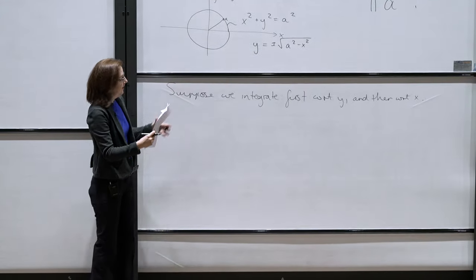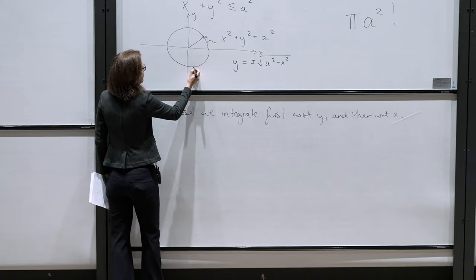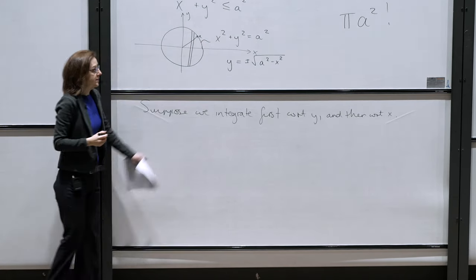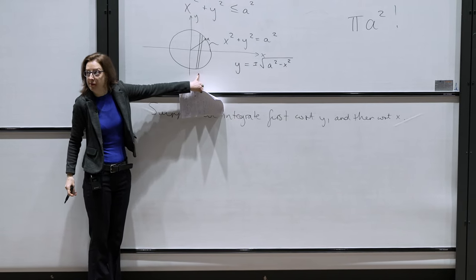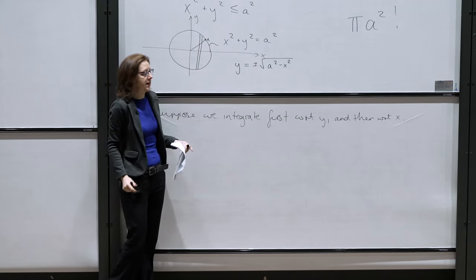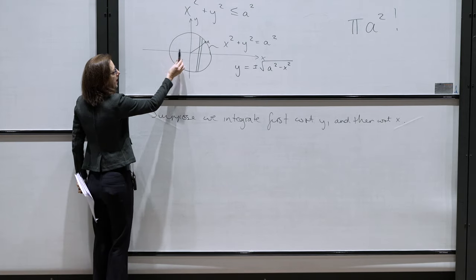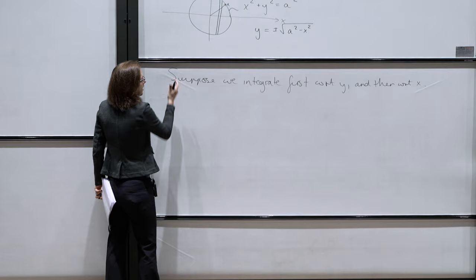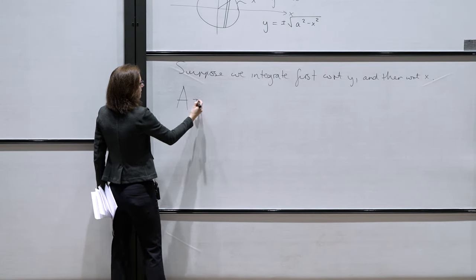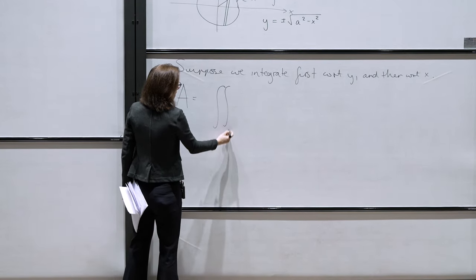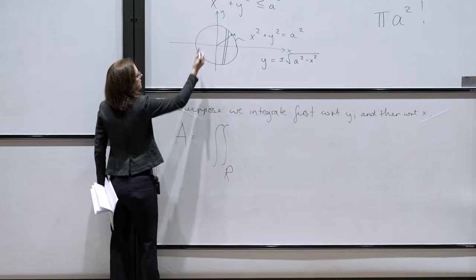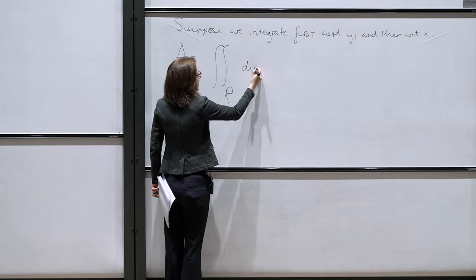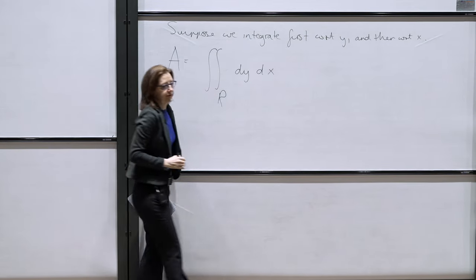Okay, so what I'm doing in this particular example is thinking about dividing this into vertical slivers, where the bottom is minus the square root of a squared minus x squared and the top is plus the square root of a squared minus x squared, and then I'm going to add them all up in the way that we saw yesterday. So if I want to compute the area, that's just the integral over the domain R of dy dx.